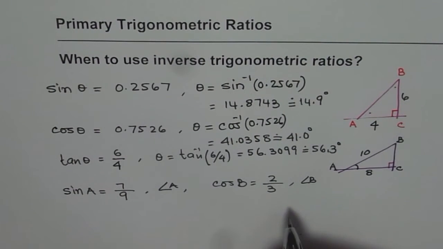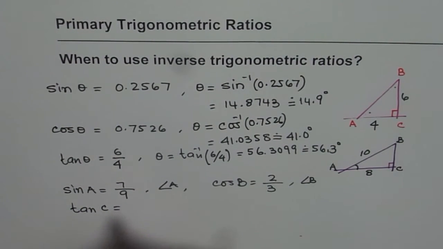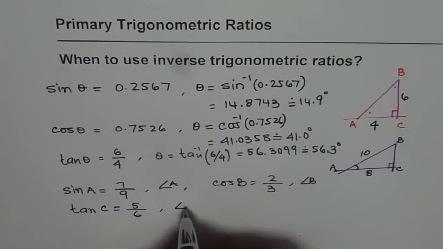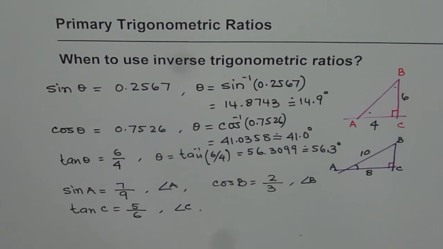And now let me give you a few more values here. Let's say tan C is equal to 5/6. Find angle C. So likewise, you can practice solving for an angle using the inverse of the trigonometric ratio. So remember, inverse trigonometric ratios are used if you know the value of the trigonometric ratio and want to find the angle. I hope that's clear. Thank you and all the best.